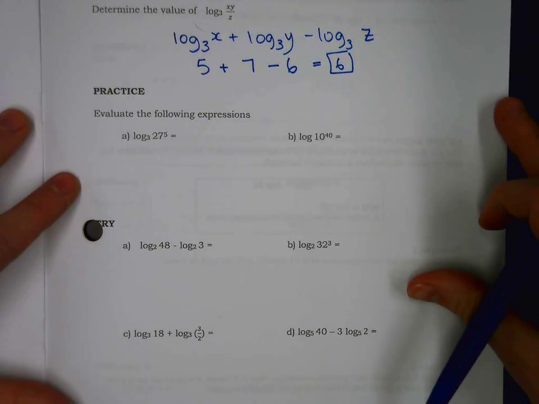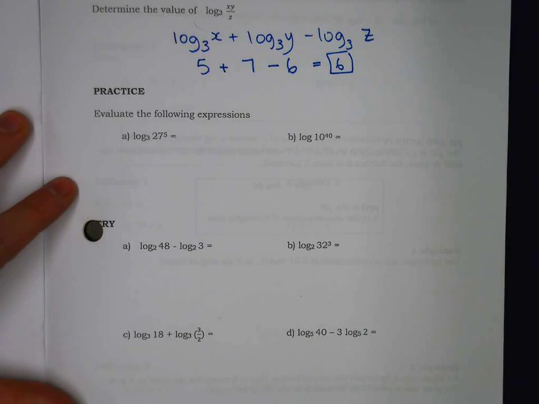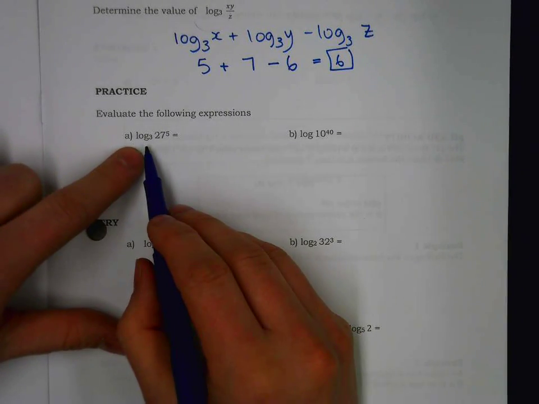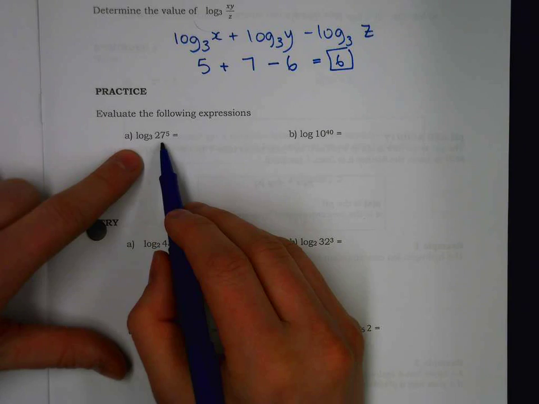So there's a little bit of practice just below, which asks us to use a few more of the rules. In the first one, log base 3 of 27 to the power of 5.